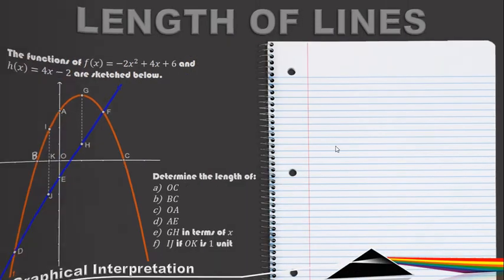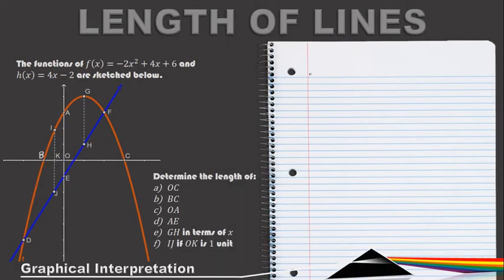All right, so now to go on to E, on a new page: GH in terms of x. GH is the length of line between the two functions. To get this length in terms of x, I need to take the top graph minus the bottom graph. So GH is equal to the top graph. My top graph is the parabola, so that's f(x) minus h(x).